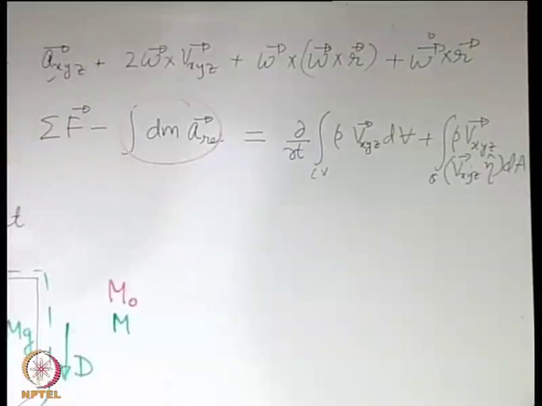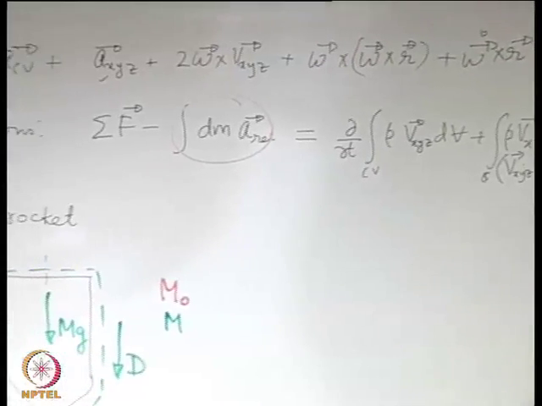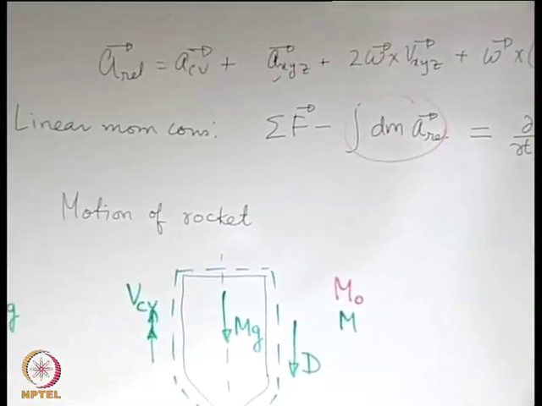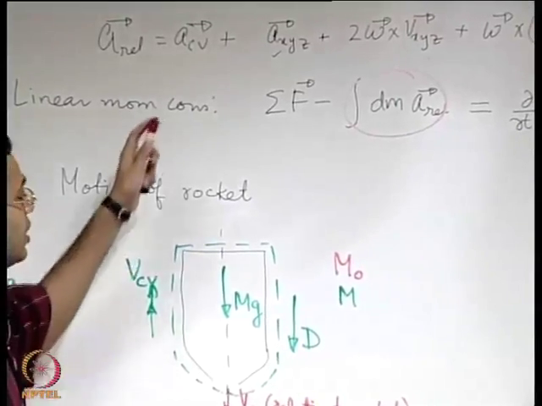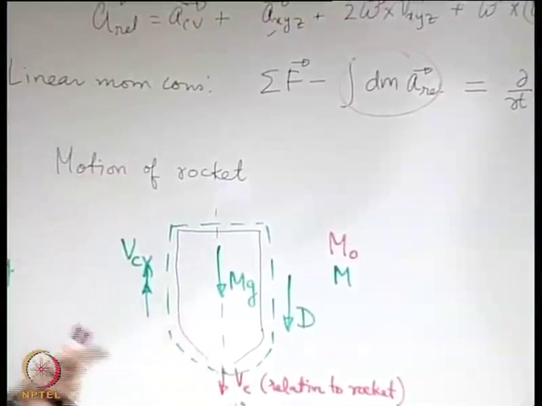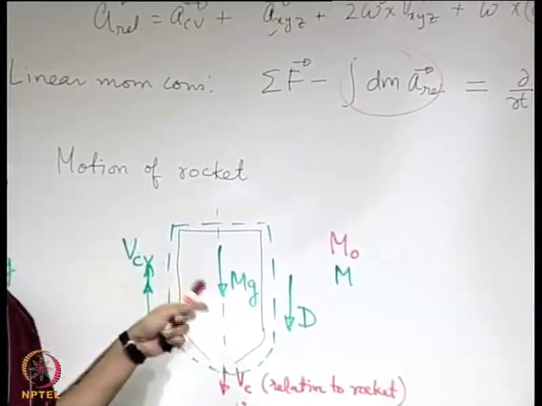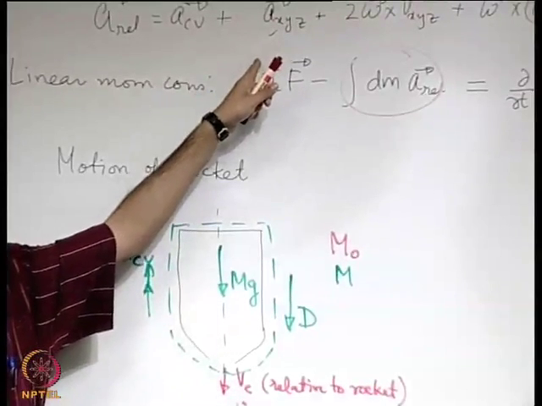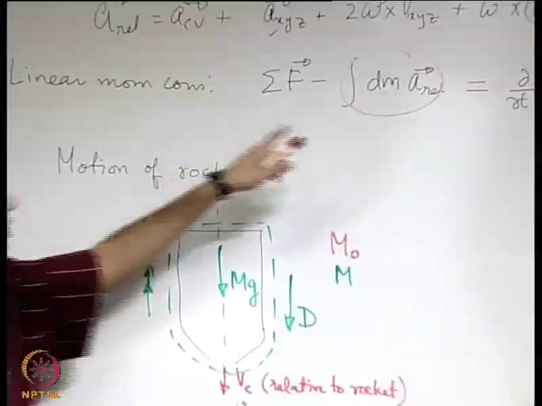What does the second term represent? A small xyz, it is the acceleration of the fluid with respect to the small xyz reference frame, which is the rocket here. So what will be that? See, the products of combustion are coming out at a constant velocity. So there is no time rate of change of that velocity as viewed from the small xyz reference frame. That means this is 0, okay. So only the linear acceleration of the control volume is there in this term.